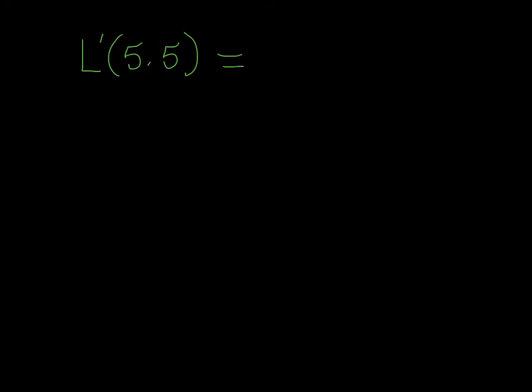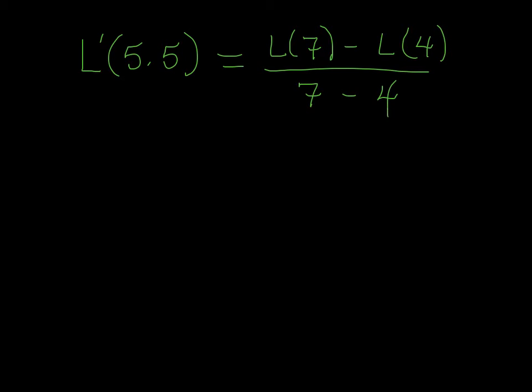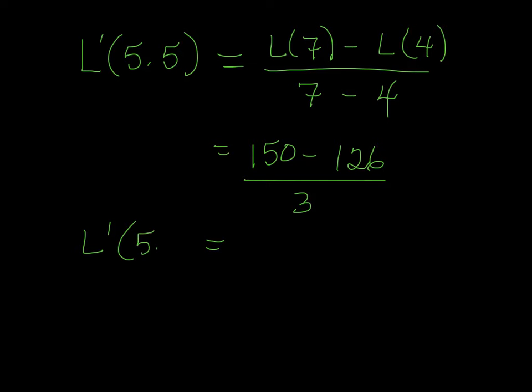And again, we go to the chart and we look at one x value above 5.5, which would be 7, and one x value below 5.5, which would be 4. Then this would be over 7 minus 4. We find L of 7 in the chart, which is 150, and then we find L of 4 in the chart, which is 126. We put this all over 3 because 7 minus 4 is 3. We do the math on this, and we find out that L prime of 5.5 is 8. That would just be people per hour.